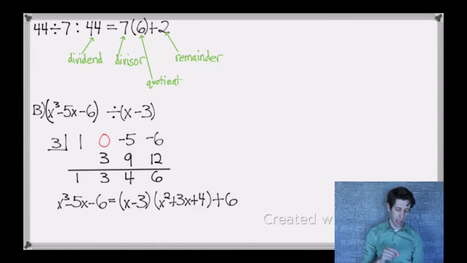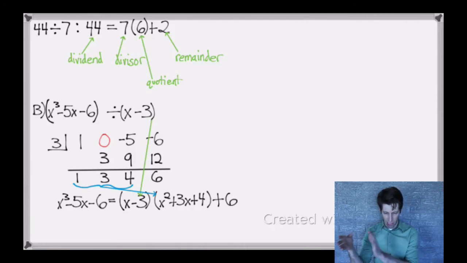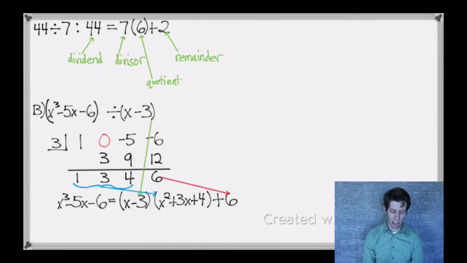Finally, the dividend, x cubed minus 5x minus 6, can be written as the divisor, which is x minus 3, times the quotient, x squared plus 3x plus 4, plus the remainder. You'll notice here that x minus 3 is exactly the same divisor that we had above. The quotient here has coefficients 1, 3, and 4 on the x squared, x, and constant term respectively, and those come from the bottom line, which I've outlined here in blue from synthetic division. Finally, the 6 is the very last number that appears below the line of synthetic division, and that's the remainder.